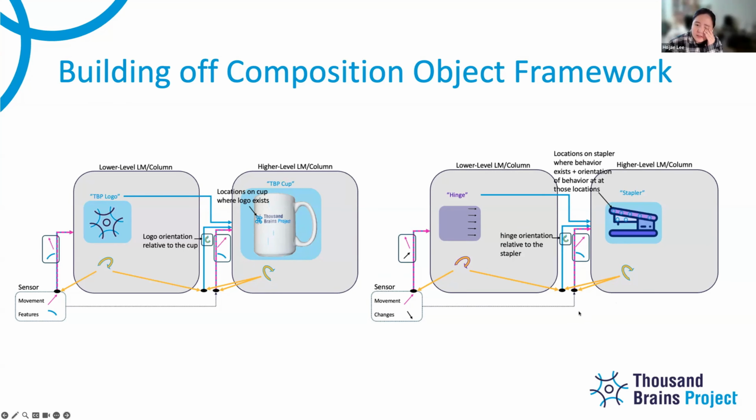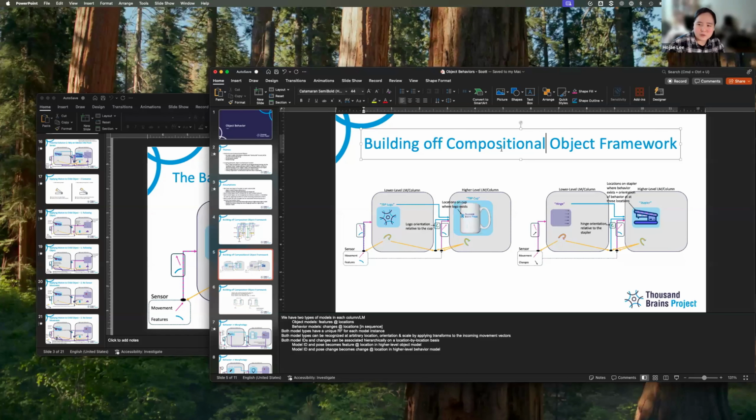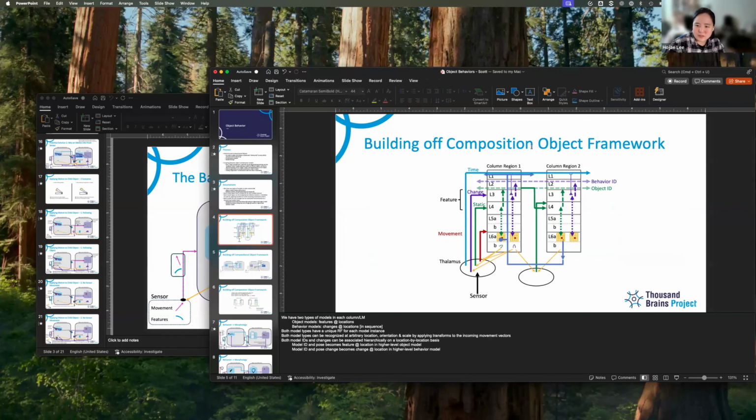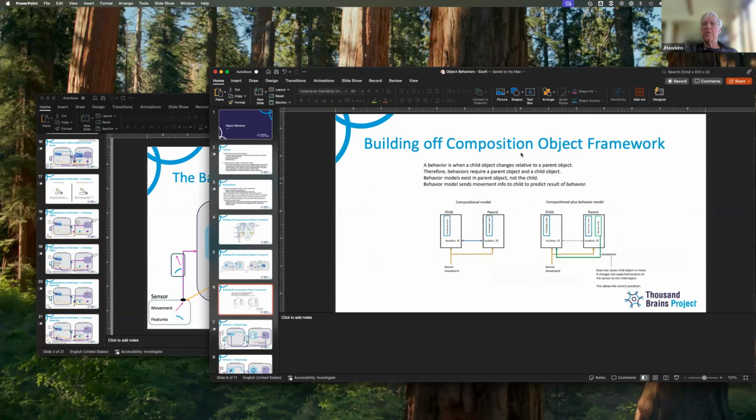I'm not sure. If there are observations from the sensors going directly to the higher level column, then that behavior, like the individual arrows, can be learned on a location by location basis on the higher level instead of on the lower level, and then assigning that to a location on the higher level. But I don't see why it could not also be in the lower level. I'm just not sure if it's necessary in that particular diagram.